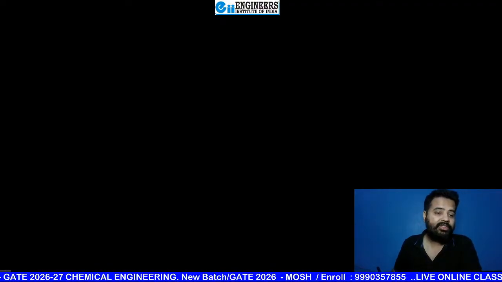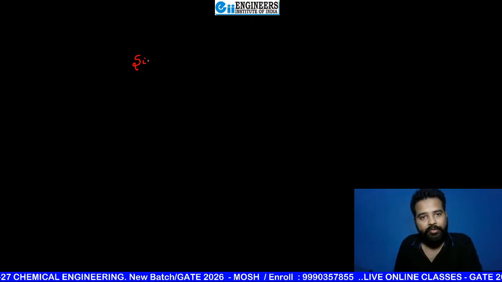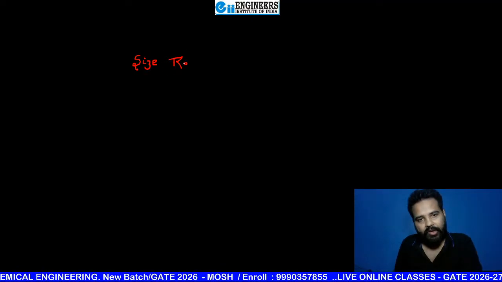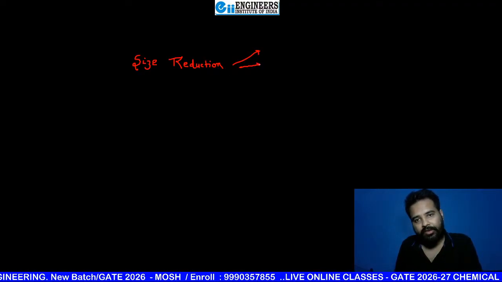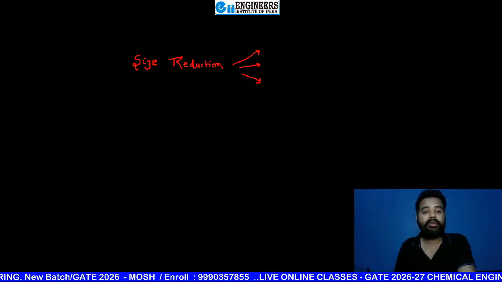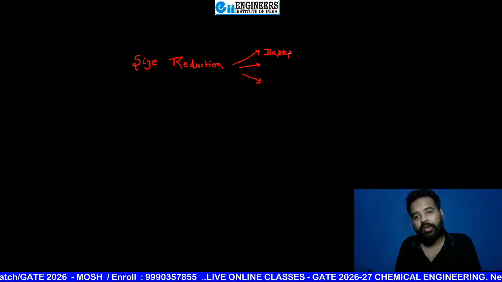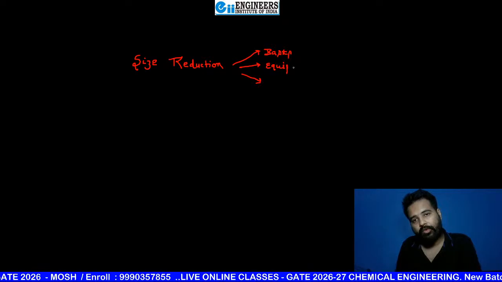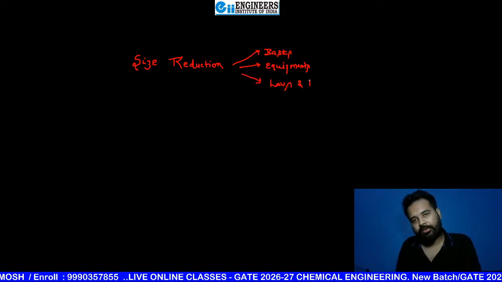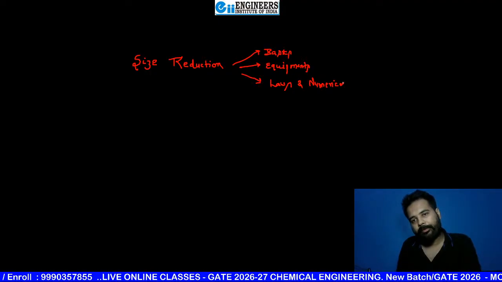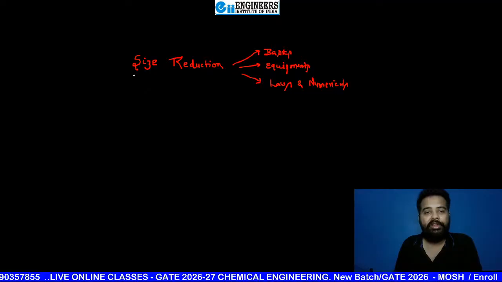So the chapter name is size reduction. As you have seen, the name of the chapter that you are going to start is size reduction. I want a few basic definitions from your side, beta. In this size reduction chapter, basically you will see lots of basics, equipment, laws, and numericals. Okay, so my first question to you, beta, please tell me, can you define what is size?